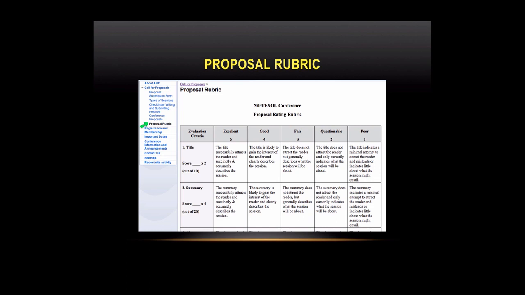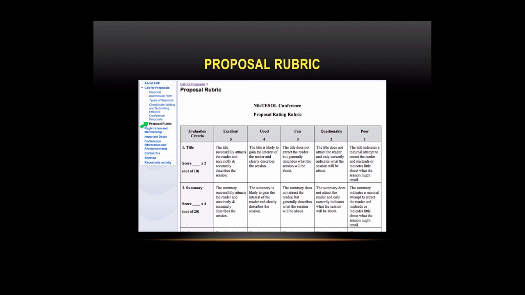So here under Call for Proposals, you can look at the proposal rubric. I had asked you to print out the rubric before we started. So here you have the categories and the scoring. So they're rated from 1 to 5 on each category. 1 is poor, 5 is excellent. And then each category has a certain weight.